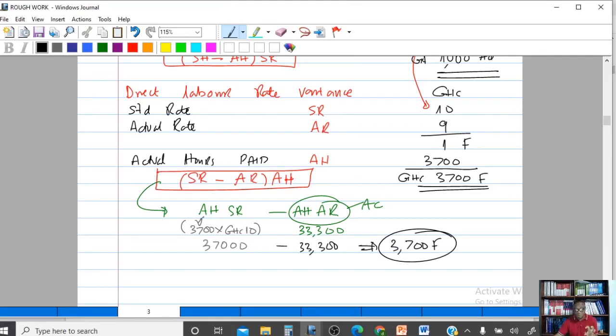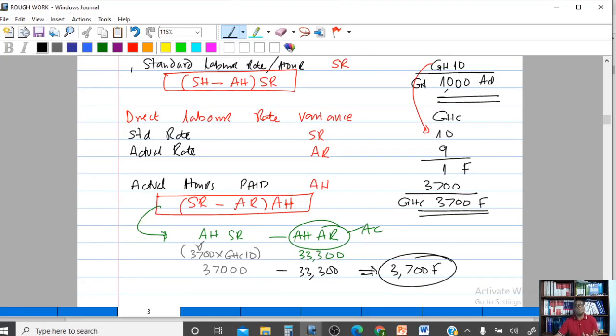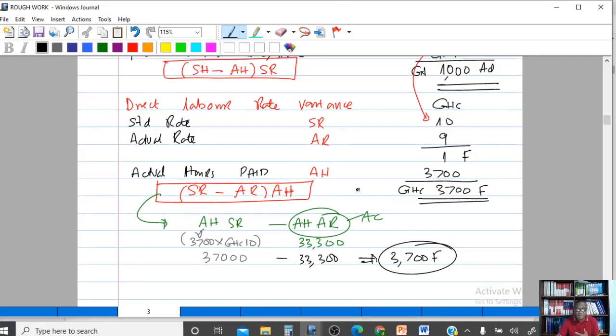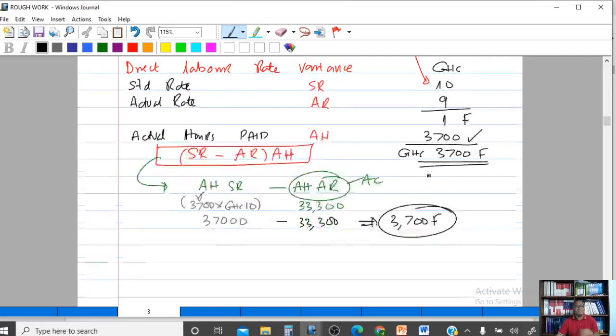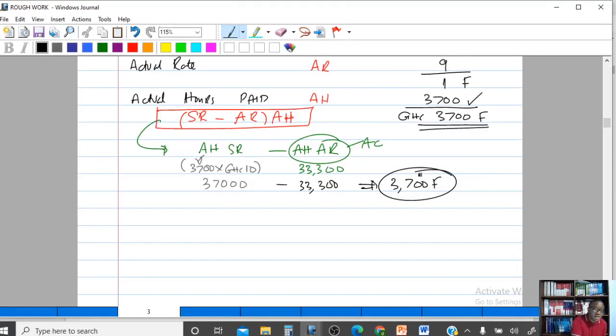Now, at this point, I want to look at two things. It is possible, just like I mentioned, that the kilograms of raw material purchased will not be the same quantity utilized in actual production. Same way, we may have paid 3,700 hours, but maybe out of that, 200 hours were idle time. So what we have here at the moment is a total variance of 2,700 favorable, explained by a rate of 3,000 favorable and efficiency of 1,000 adverse.